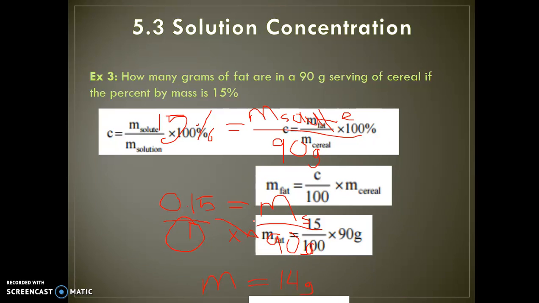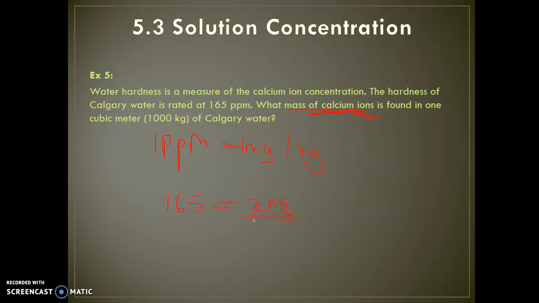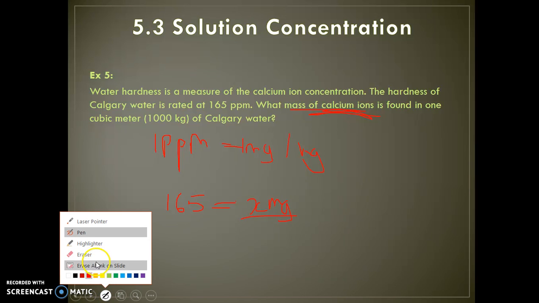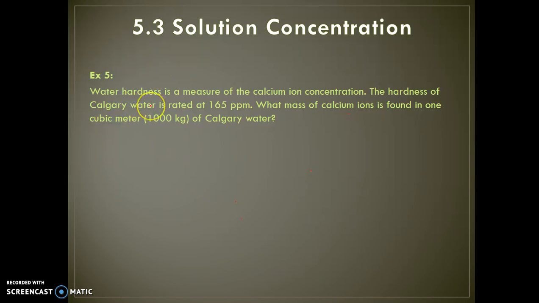So quickly look at number 5 here. Water hardness is a measure of the calcium ion concentration. The hardness of Calgary's water is rated at 165 parts per million. What mass of calcium ions is found in 1 cubic meter, which is 1,000 kilograms of Calgary's water? So this 165 parts per million is saying that out of a million, 165 of those particles are calcium ions.